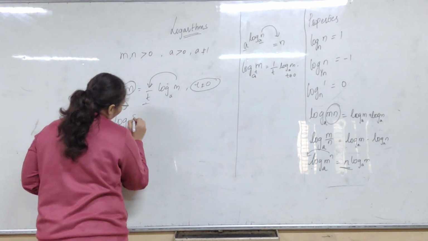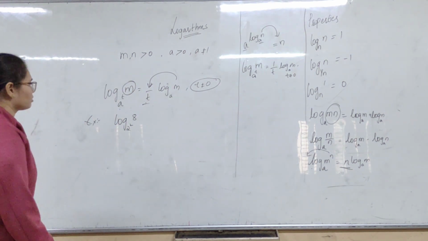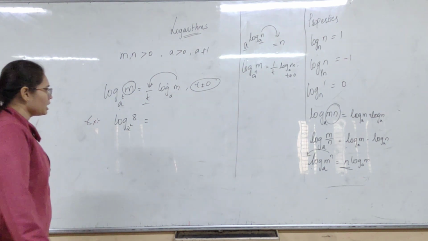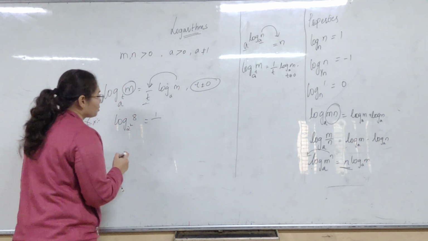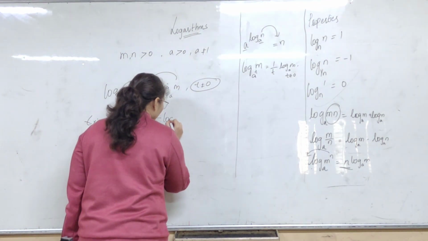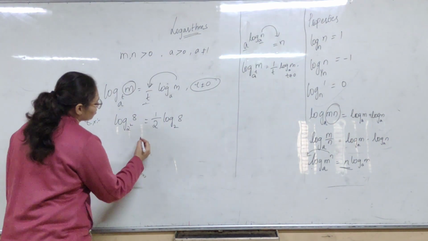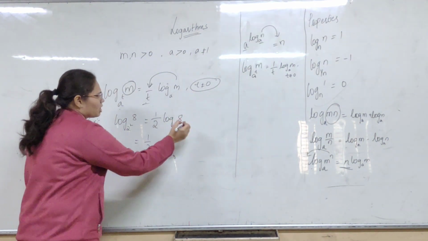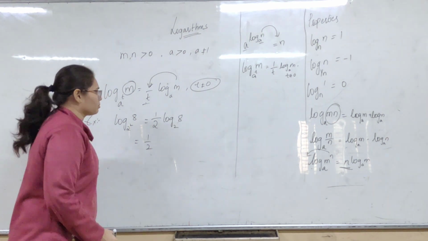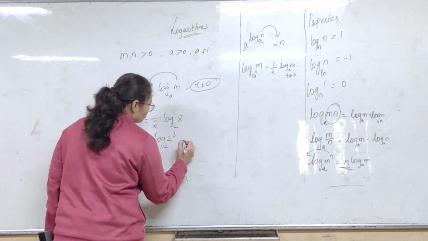Log 8 to the base 2 square, right? So what shall we do? 2 will be coming out, right? So how will it come out? Not 2, but 1 by 2, right? 1 by 2 log 8 to the base 2. So what should I do? Now 8 can be written in terms of 2. Yes, it is 2 cube. So log 2 cube to the base 2.